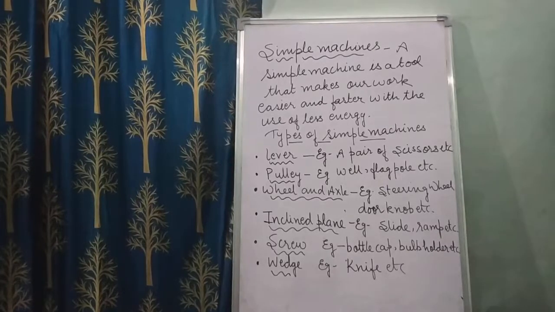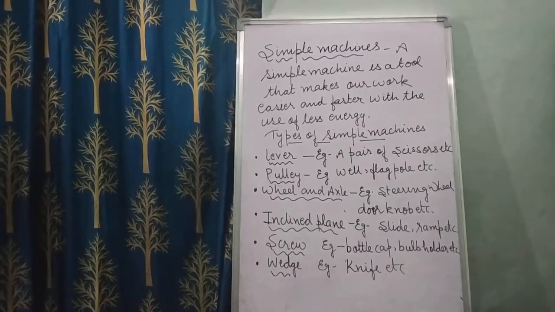Okay, so they are pushing up the heavy objects. So that is the inclined plane. Screw and wedge are the two types of inclined plane, right? Now the fifth one is the screw. Screw examples are bottle cap, bulb holder, etc.